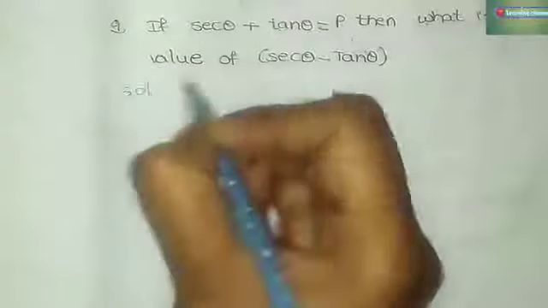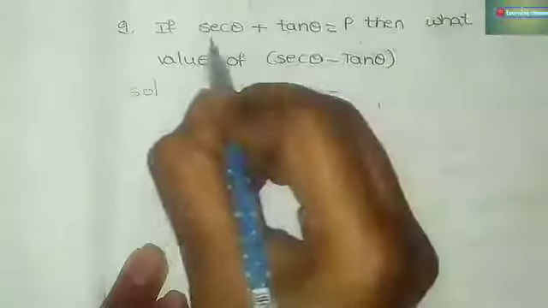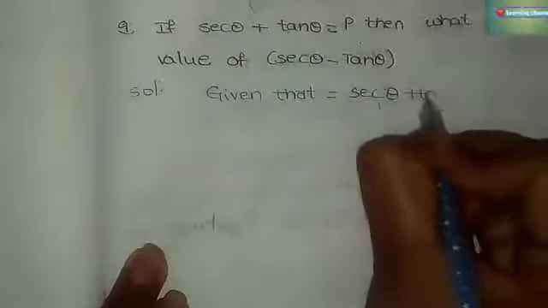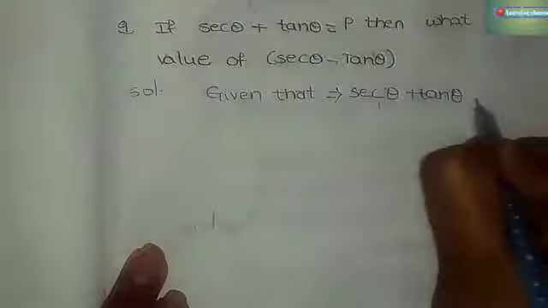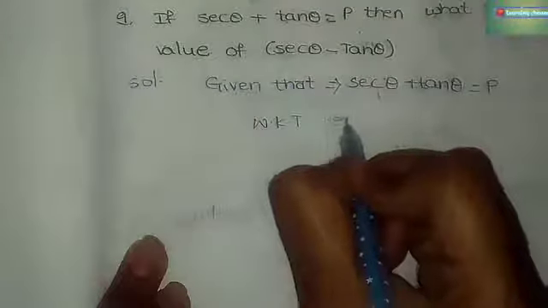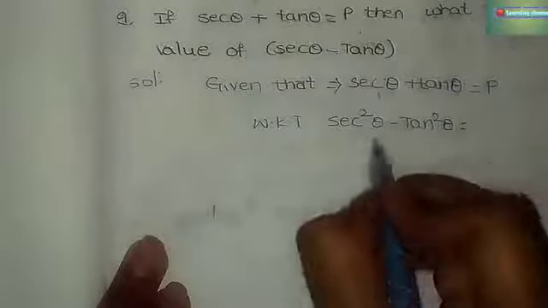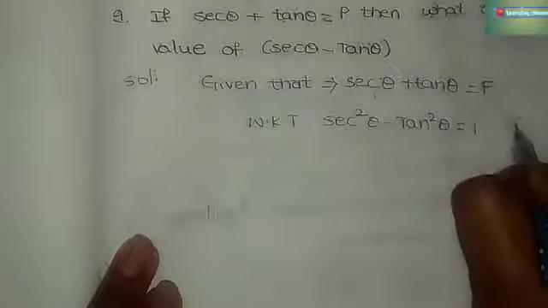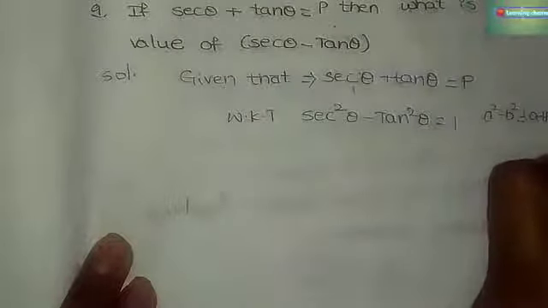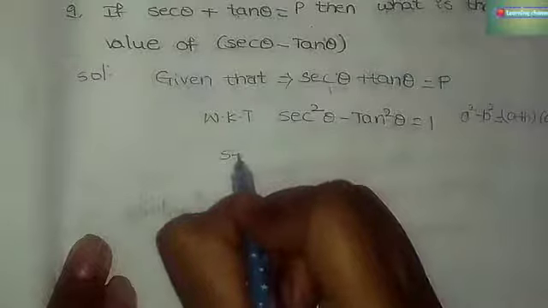We know that from a trigonometry identity, secant square theta minus tan square theta is equal to 1. It is in the form of a square minus b square, which is equal to a plus b into a minus b. So secant theta minus tan theta into secant theta plus tan theta is equal to 1. We know secant theta plus tan theta is equal to P.